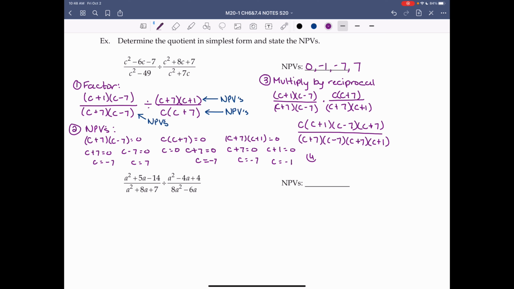Step 4, simplify. We can divide out our c plus 1 on top and bottom. We have one c plus 7 on top, and we can divide out one c plus 7 on the bottom. And we have a c minus 7 on top and bottom that we can divide out. What we're left with is just a c on top, and on the bottom we're just left with c plus 7.